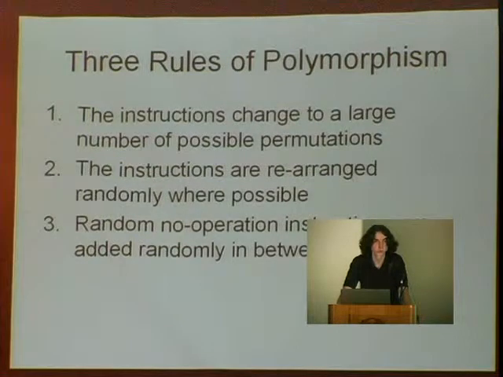The third rule is that random no-operation instructions are added into your code where they don't affect it. So if you have a block of code that executes block 1 and then block 2, now instead you can have block 1, tons of instructions that do absolutely nothing, and then block 2. What this does is it makes it a lot harder to fingerprint statically, and I'll be discussing this a bit later on. So those are the three rules of polymorphism, what you have to do to build a good polymorphism engine.